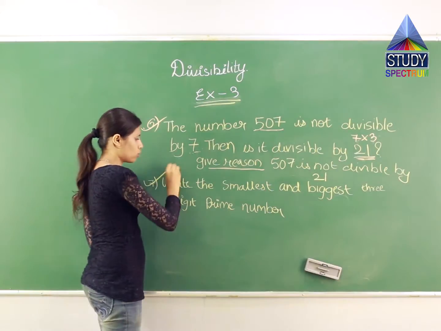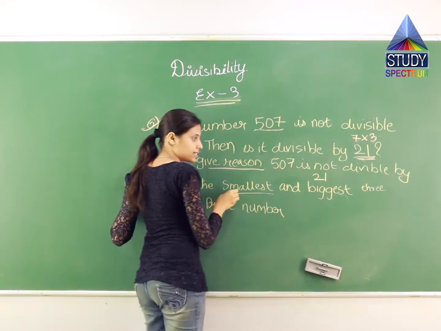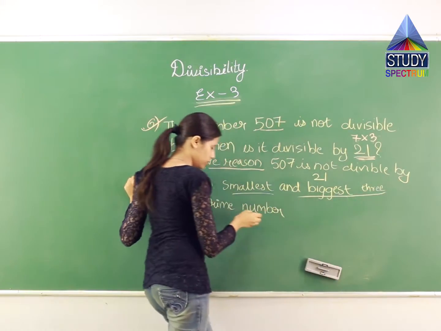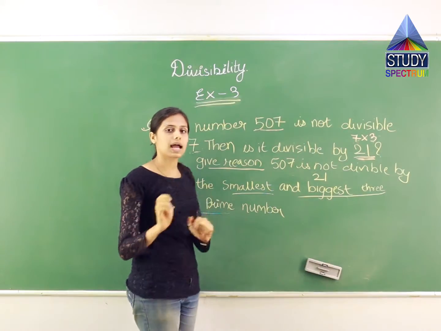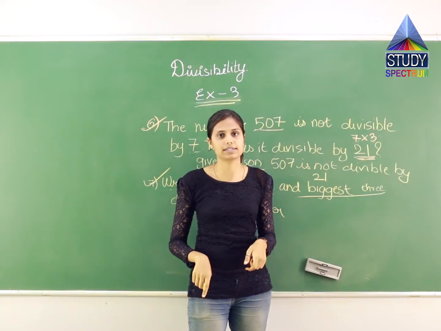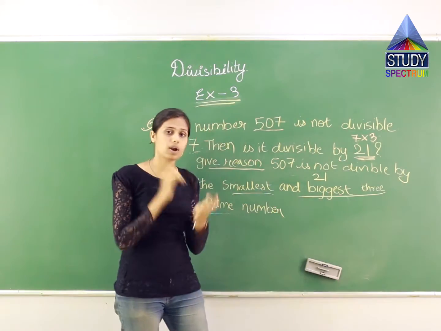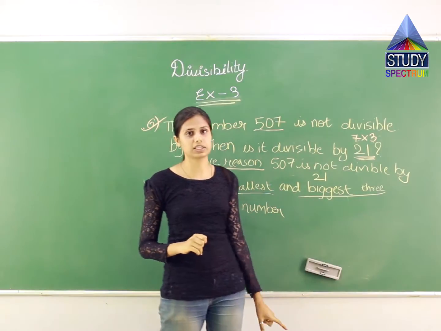Now the seventh question. In the seventh question they are asking you to write the smallest and the biggest 3-digit prime number. We have learned what a prime number is. A prime number is a number that has only two factors, 1 and the number itself. So they are asking you the smallest 3-digit prime number and the largest 3-digit prime number.